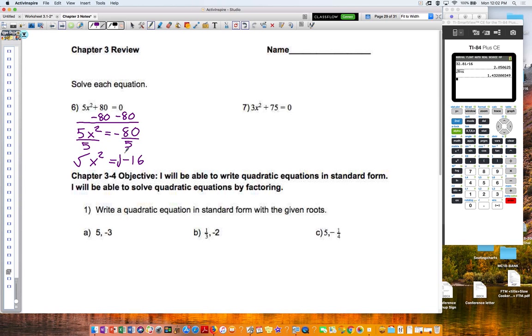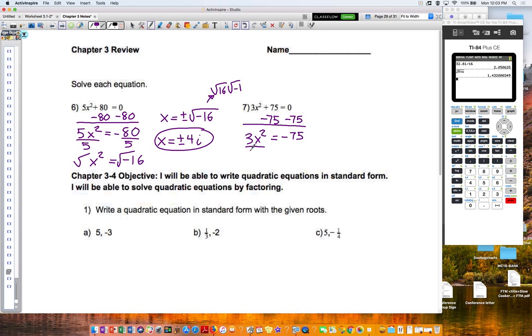Square root both sides. So x equals plus or minus the square root of negative 16. Remember, we can write that as 16 and the square root of negative 1. So I get x equals plus or minus 4i. Same process on the second one. Subtract 75. So 3x squared equals negative 75. Divide by 3. X squared equals negative 25.